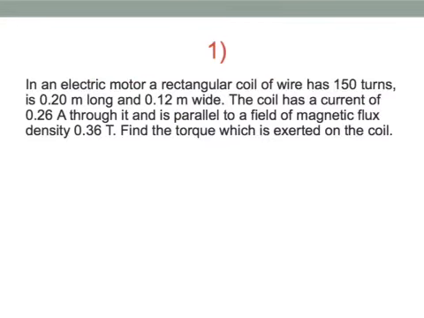Alright, first question talks about an electric motor consisting of a rectangular coil with 150 turns, 0.2 meters long and 0.12 meters wide. The coil has a current of 0.26 amps through it and is parallel to a field of magnetic flux density 0.36 Tesla. Find the torque exerted on the coil. Now I'll just draw a diagram of the coil and how it's situated.